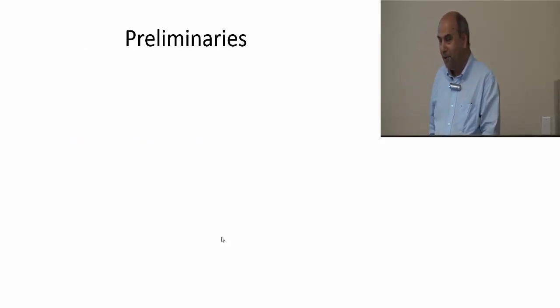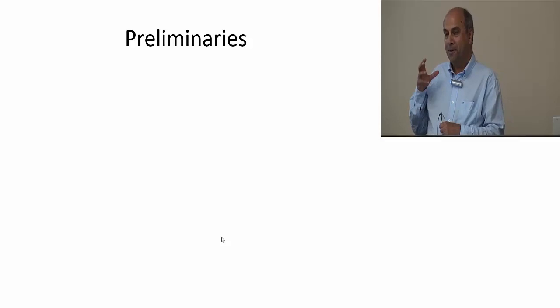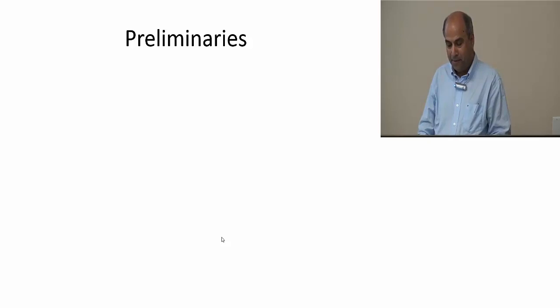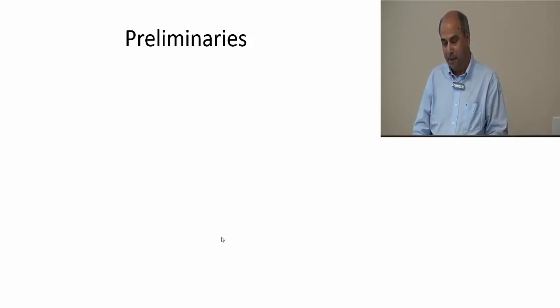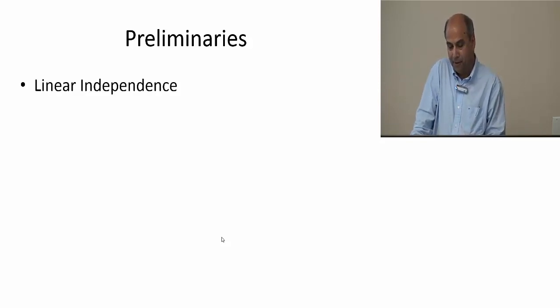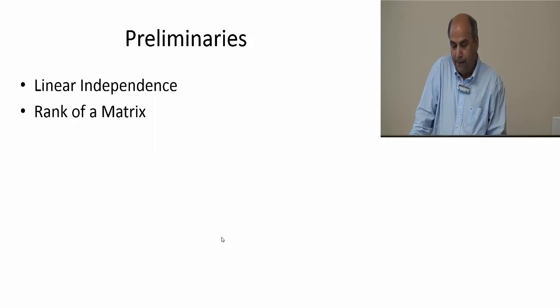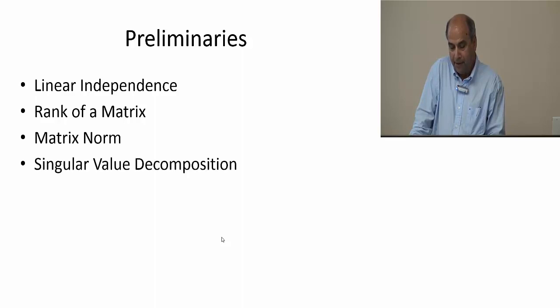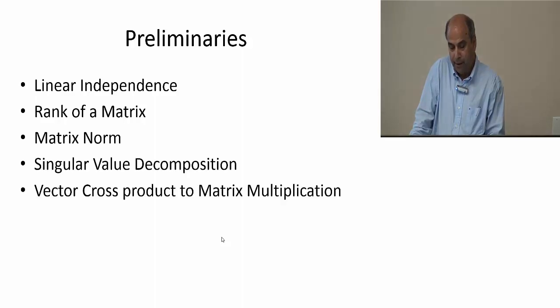Okay, so let's now get serious and talk about what this fundamental matrix is, and we will first talk about some background preliminaries so that you feel more comfortable, because I always hear people say, well, I don't know this math and I don't know this. So let's cover this. We are going to talk about the concept called linear independence, and we'll talk about the rank of a matrix. As you heard, they were talking about rank in that song. And matrix norm, singular value decomposition, and vector cross product, which can be expressed in matrix multiplication.